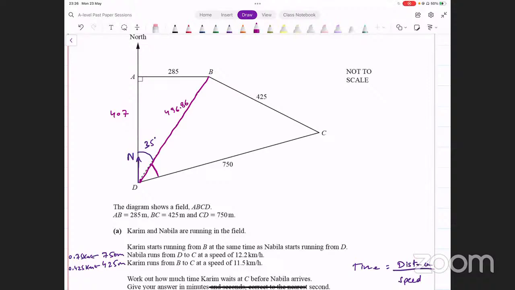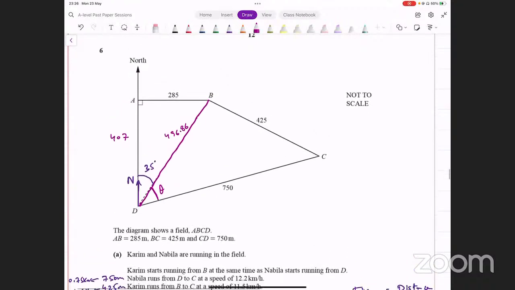Now we've got a triangle in which we know three sides. Three sides पता है हमें. एक angle find करना है. Let's call this theta. तीन sides पता है, एक angle find करना है. We can use cosine rule there. Okay. cosine rule कैसे use करते हैं? Remember the formula that we've got for that? We have a square equals b square plus c square minus 2bc cos of a.